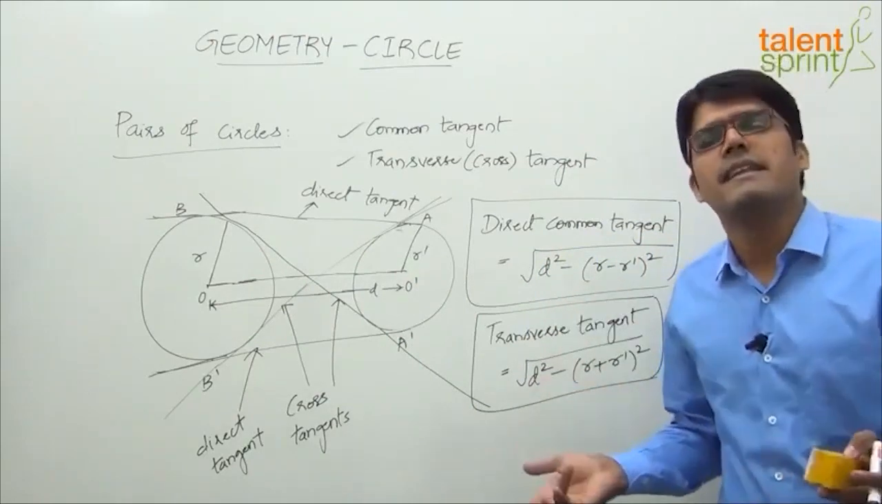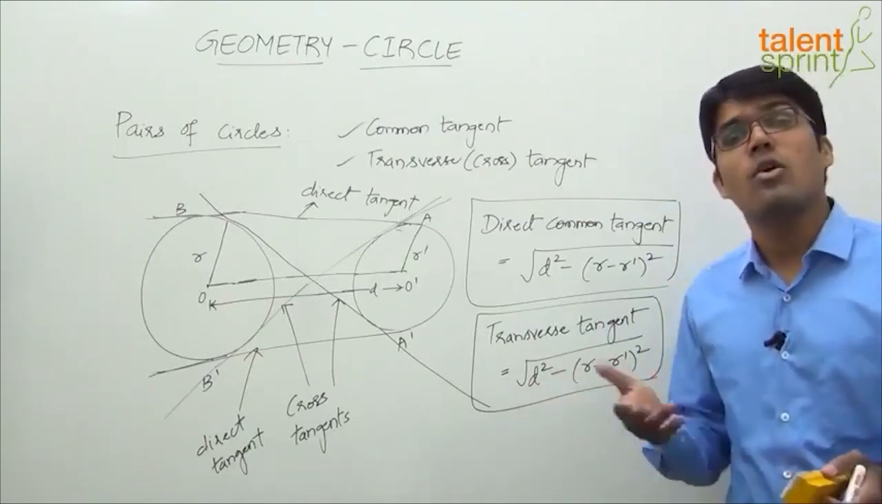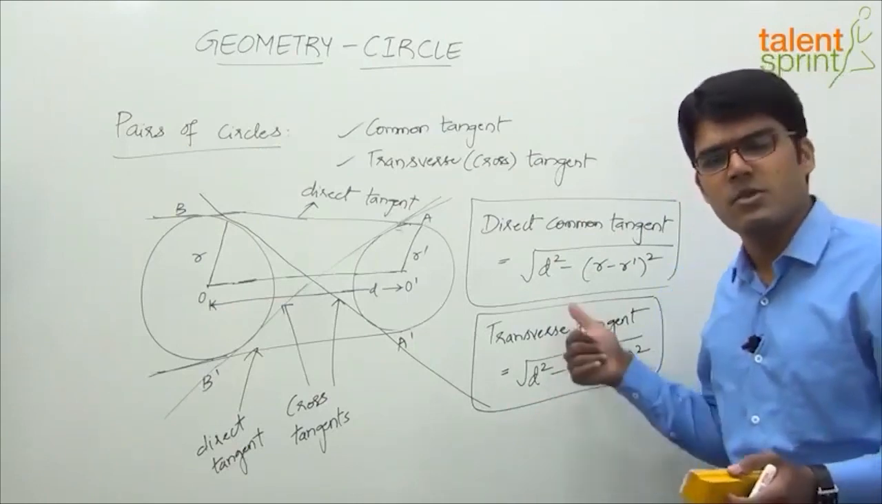For example, the radii are given and the distance between the circles is given. He'll ask you to find out the length of the transverse tangent or the length of the direct tangent. Just substitute in the right formula.